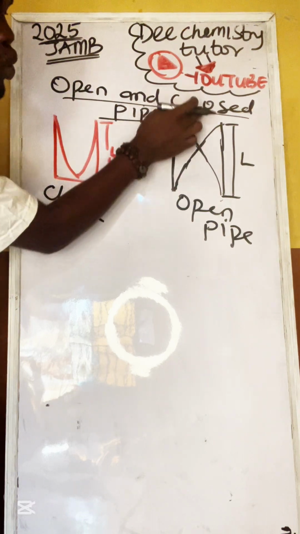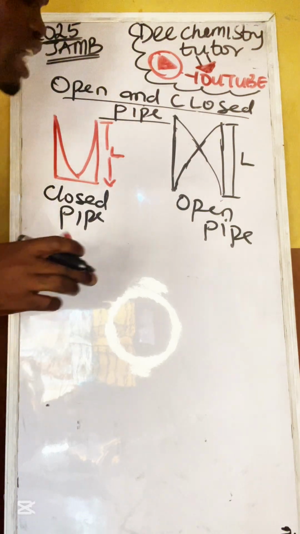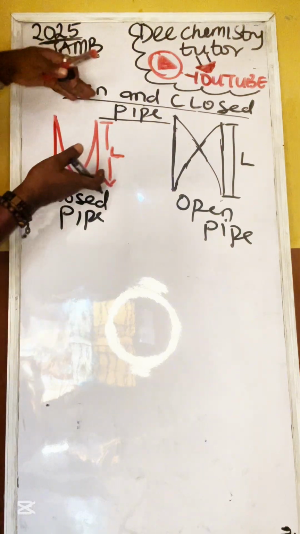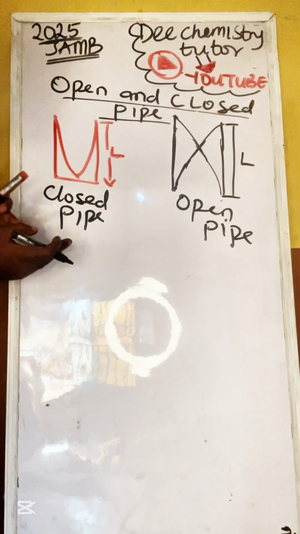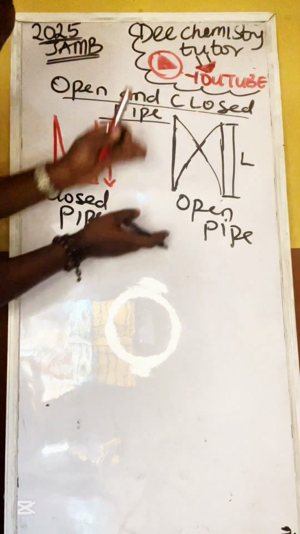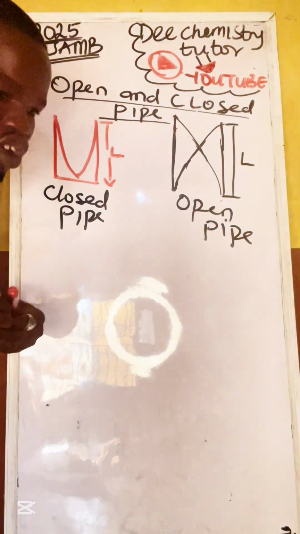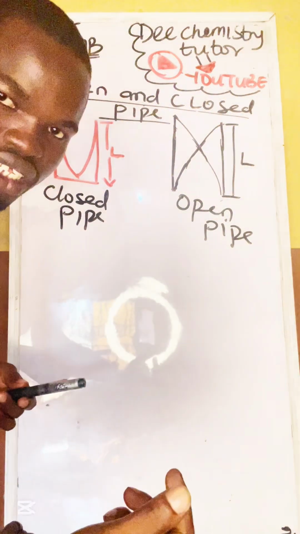In an open pipe, both sides are what? Open. Now, you realize that they will ask you what the length is. For a particular pipe like this, you will see a question where they will ask you what the length is for this particular pipe. Don't forget, there's a form of sound wave.